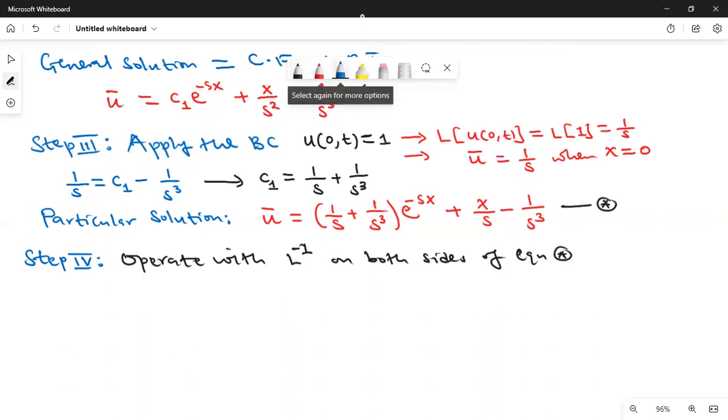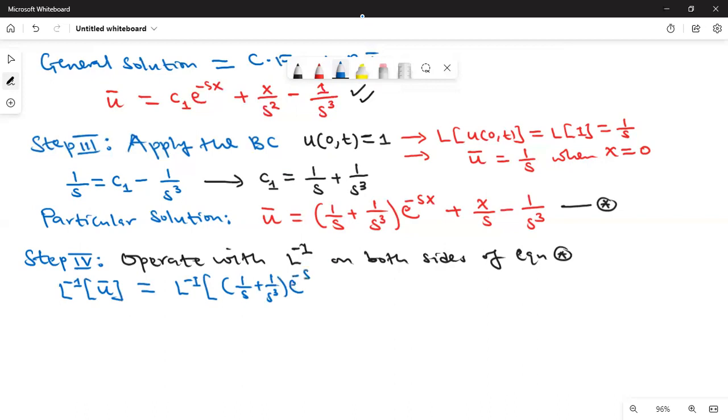When you operate with L inverse, you'll get L inverse of U bar is equal to L inverse of 1 over s plus 1 over s cubed, exponential negative sx, plus x over s minus 1 over s cubed.